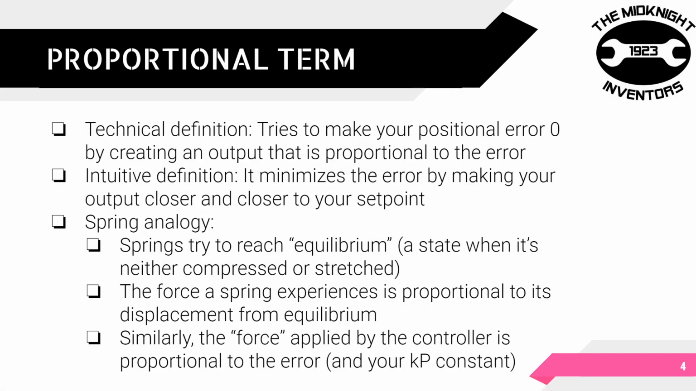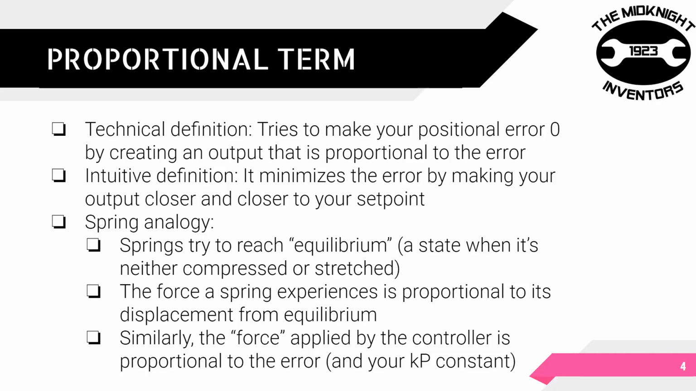So the way PID works is that we set 3 numerical constants. And so the first constant is called the proportional term. A technical definition for it is that it tries to make your positional error 0 by creating an output that is proportional to the error. And a more intuitive definition that I like to use is that it minimizes your error by making your output closer and closer to your set point. So the proportional term, you can think of it as sort of doing the work to get you as close to your set point as possible.